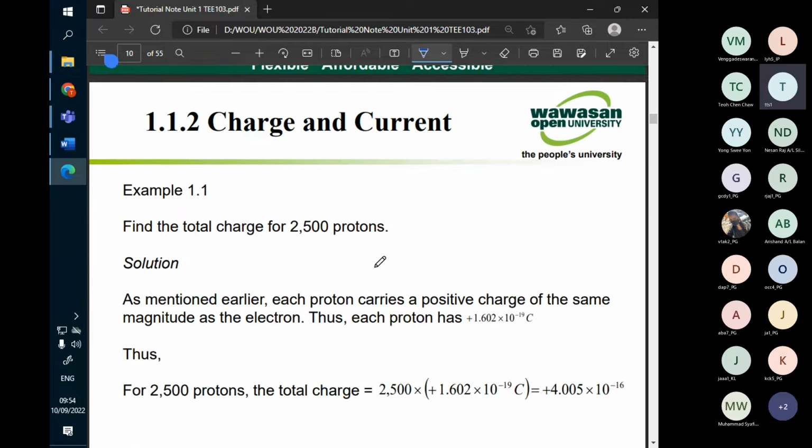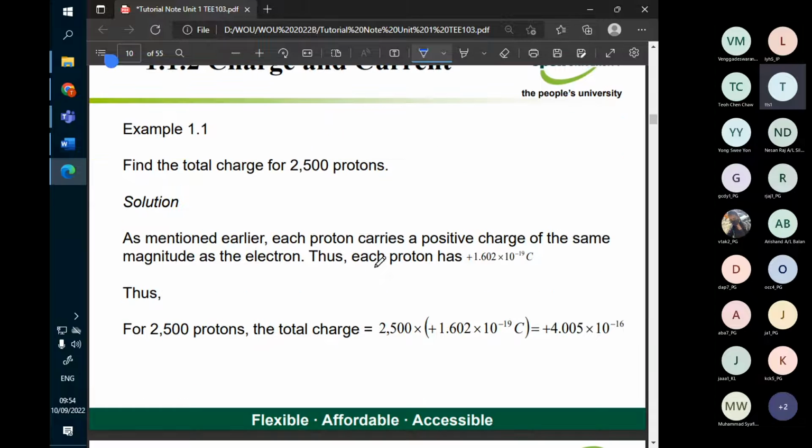Okay, here is another example. It said that in some circuit we have a total charge of 2005 protons.